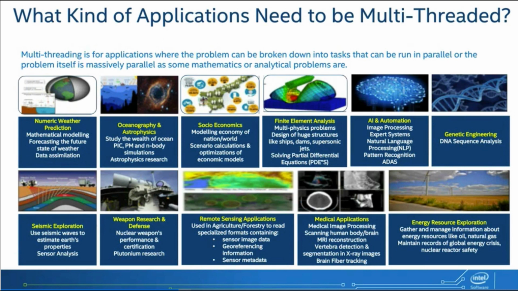So what type of applications need to be multi-threaded? This is where you can break the problem down into tasks that can be run in parallel, or the problem itself is massively parallel. All these seemingly diverse fields use the same type of synchronization primitives and have the need for different mathematical operations to spread across multiple cores. But perhaps someone in oceanography or astrophysics doesn't want to spend a lot of time distributing information across multiple cores, and they want to focus on science and different problems to solve.